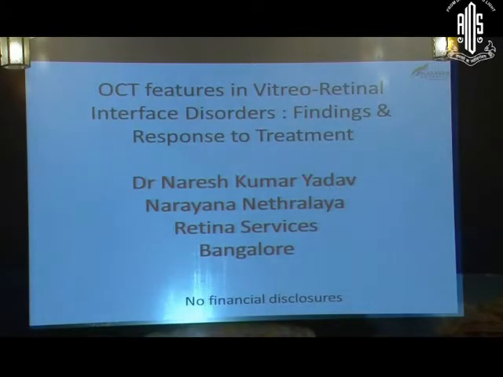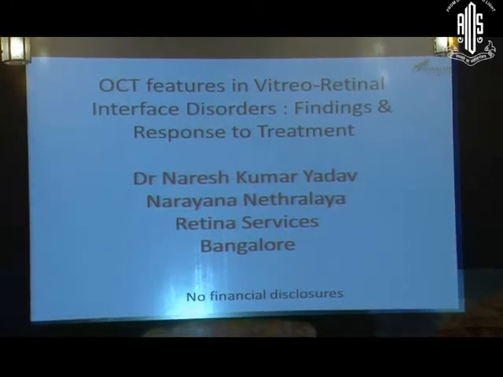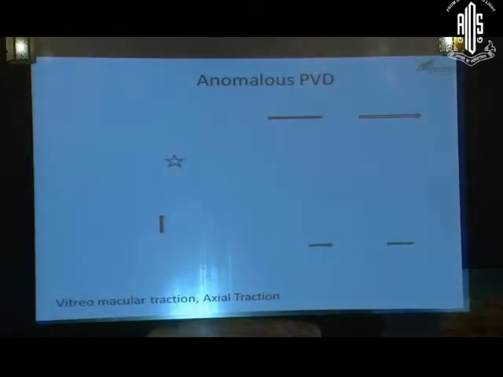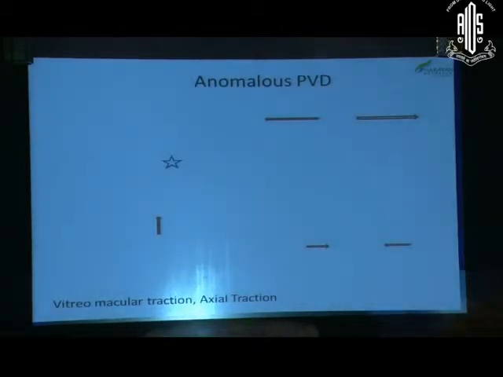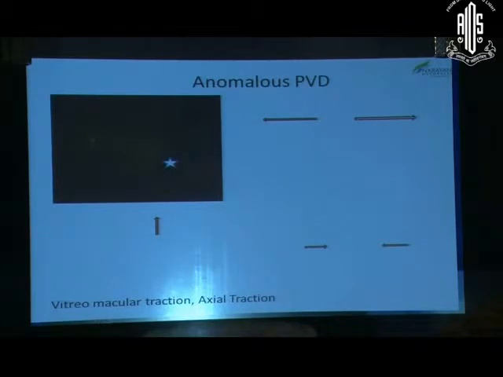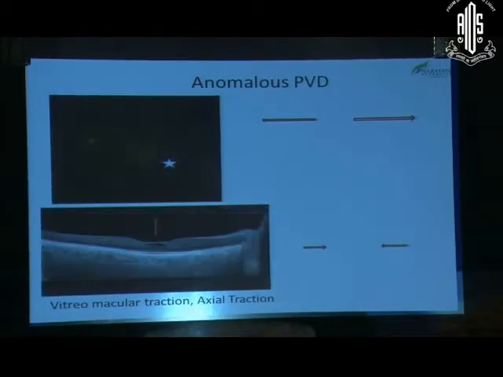I will be speaking on OCT features in vitreoretinal interface disorders, findings and response to treatment. Most of the time, the PVD is an innocuous event, but in some cases there could be anomalous PVD, and this can cause a horseshoe tear, retinal detachment, vitreous hemorrhage. It can lead to vitreomacular traction.